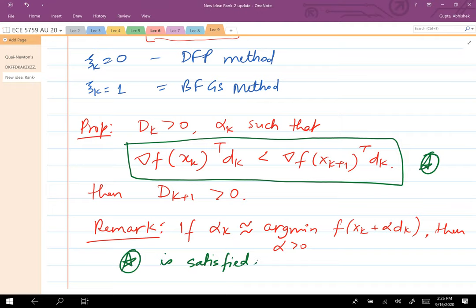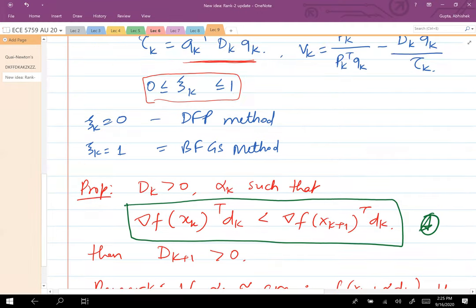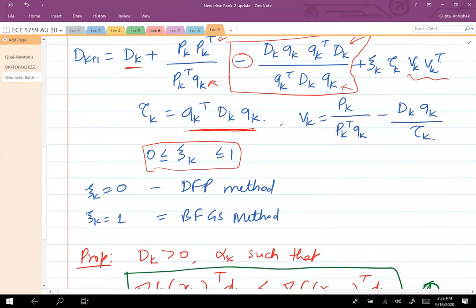So this proposition alleviates some of the fear, because now we know for sure that as long as you pick your alpha k carefully, this update scheme is guaranteed to yield a positive definite matrix, and therefore your gradient descent algorithm will work smoothly.